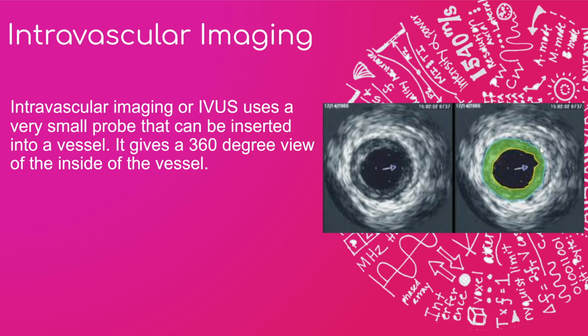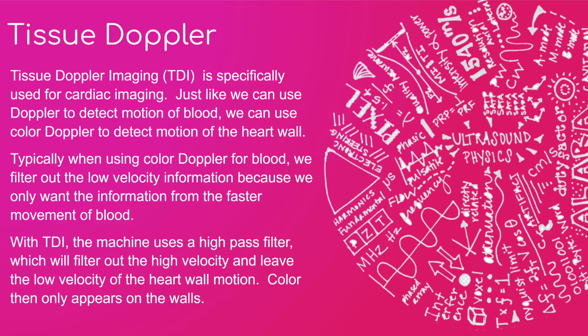Another tool on our machine that we did not talk about is something called tissue Doppler. Tissue Doppler is typically going to be used for cardiac imaging. What tissue Doppler is, it uses the color mode or color Doppler on the ultrasound machine to detect motion of the heart walls. And so typically when we use our color, just looking at blood flowing through vessels or blood flowing through the valves of the heart, what we are doing is really looking at the higher velocities that are going along with the movement of the blood.